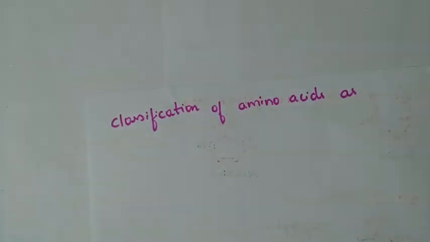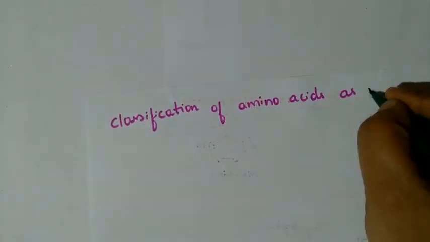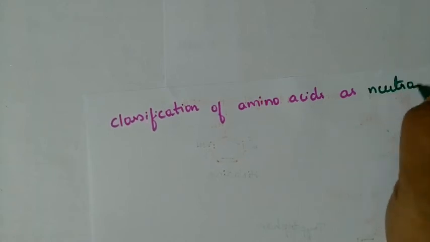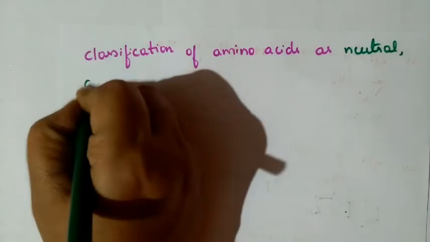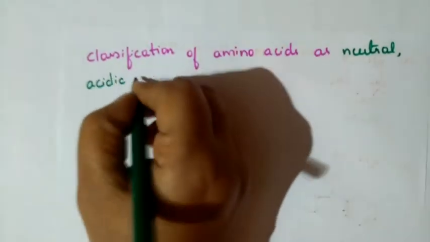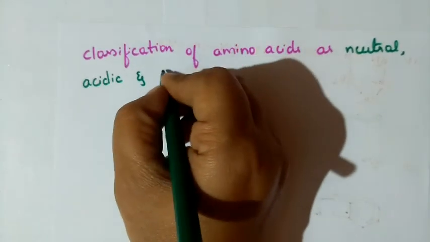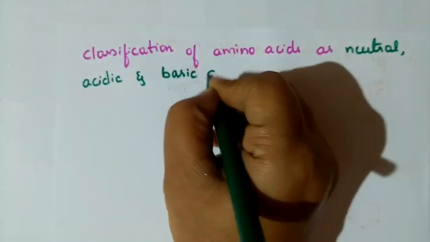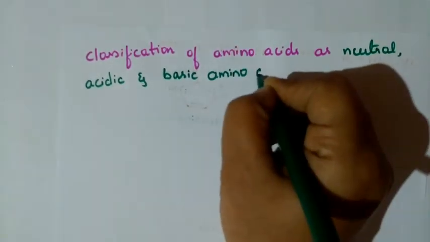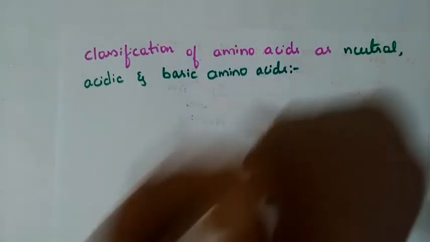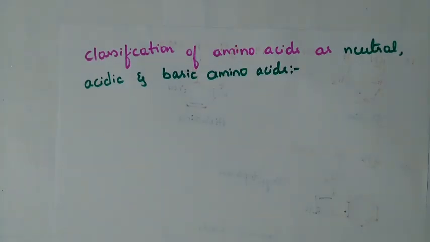As neutral, acidic, and basic amino acids. This classification is completely based upon the structure, on how many NH2 groups and how many COOH groups are there in the compound.